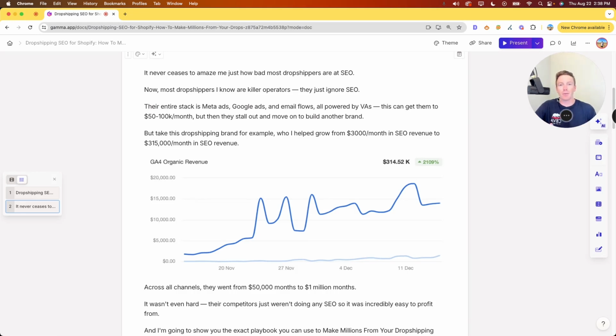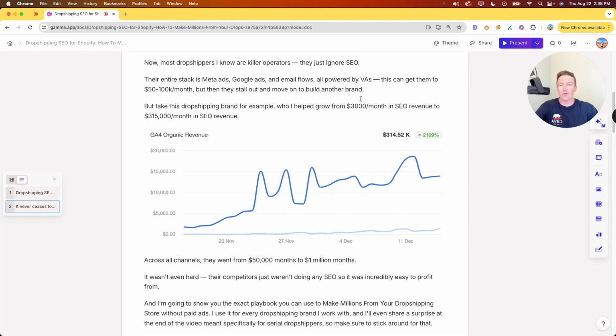It never ceases to amaze me just how bad most dropshippers are at SEO. Now, don't get me wrong, dropshippers are killer operators, at least the ones I know. They just ignore SEO. The entire stack they run is meta ads, Google ads, and email flows, all powered by VAs. And this can get them to like 50 to 100K a month in revenue generally, but they typically tend to stall out before they either move on to build another brand or just give up altogether.